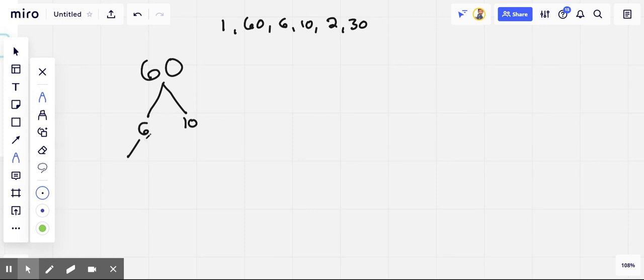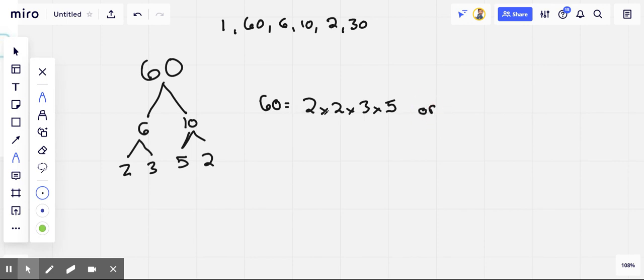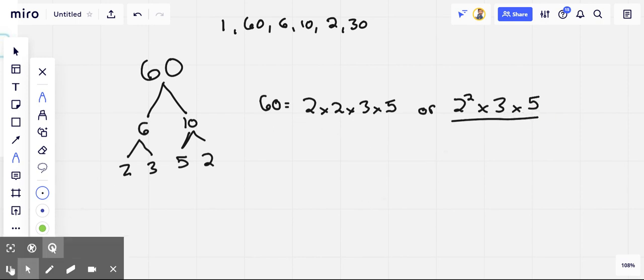I'm going to start with the 6. I know 2 and 3 equals 6. Those are both prime numbers. So let's go down here to 10: 5 and 2. 2, 3, 5, and 2, those are all prime numbers. So the prime factorization of 60 equals 2 times 2 times 3 times 5, or we could say 2 squared times 3 times 5.